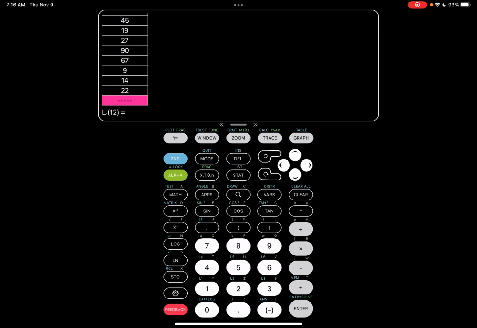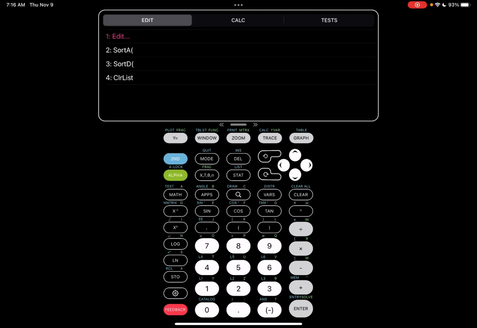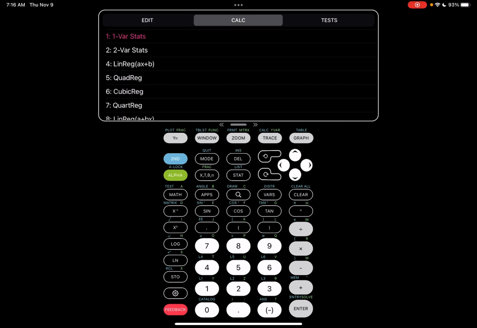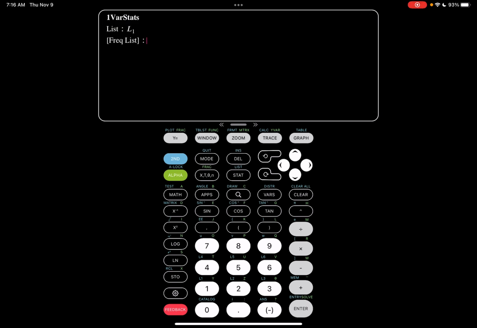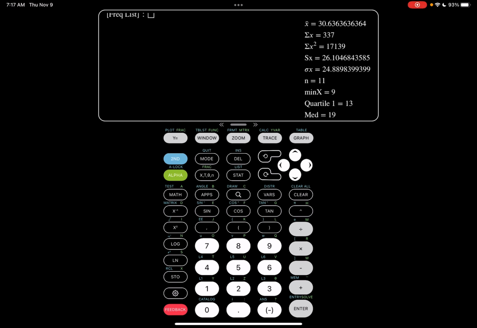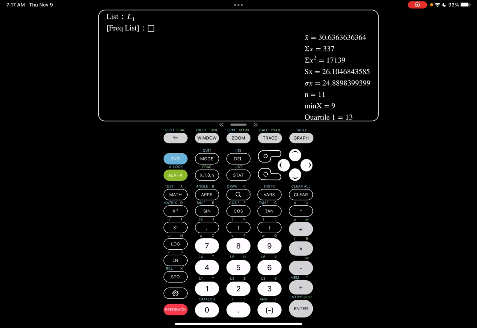Now we can go back to stat. We're going to arrow over to calc and hit enter on one variable stats. Make sure that the list you input your data into is right there. I'm working with my L1 list, and then I can hit enter. And so I get all of these values when I do that. So I get all of my summary statistics here.